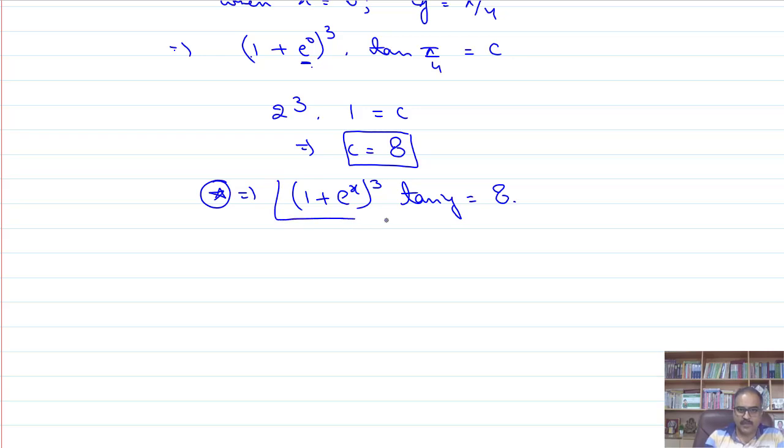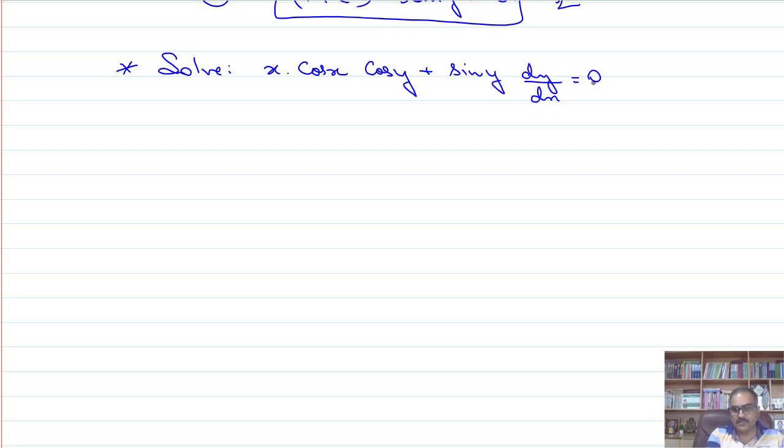Hope everyone understands the concept. Now one more question for deeper understanding. So the question is, solve x times cos of x cos of y plus sin y dy by dx is equal to 0. Okay, so this is the statement with us.